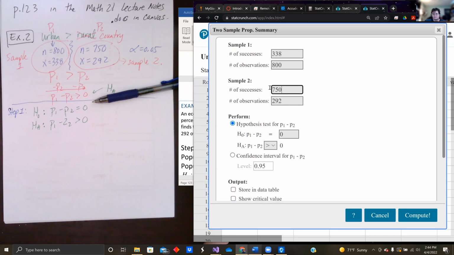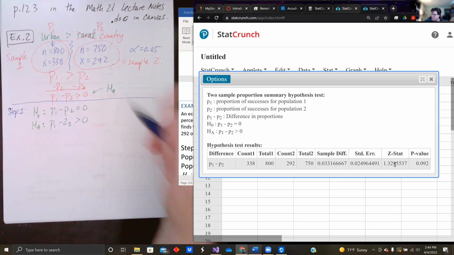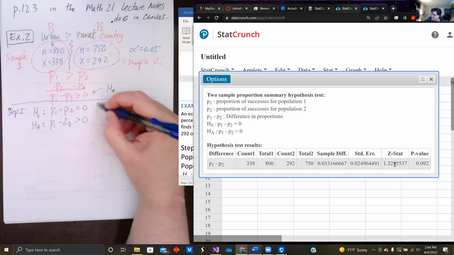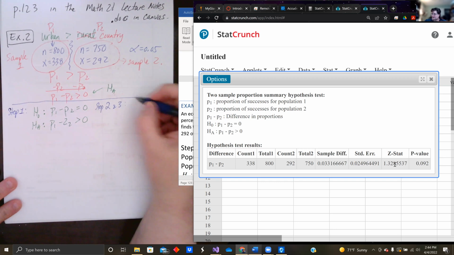Oh, I wrote this in the wrong order. Look at that. Not paying attention. And it told me I got them in the wrong order. That was convenient. Good looking out, StatCrunch. All right, so I can confirm my H naught and HA look like they should. And this is what I'm looking for. So step 2 and 3 is identify my values.